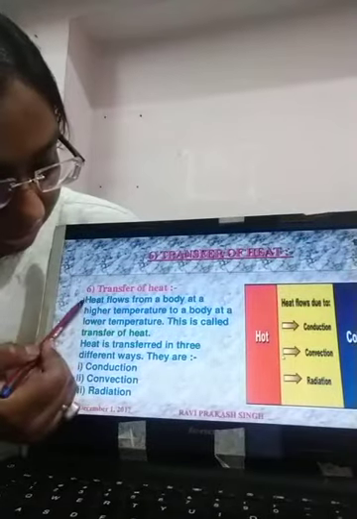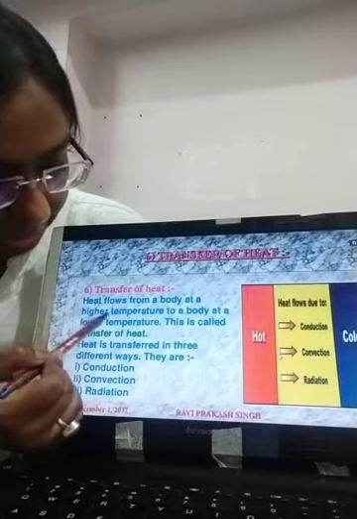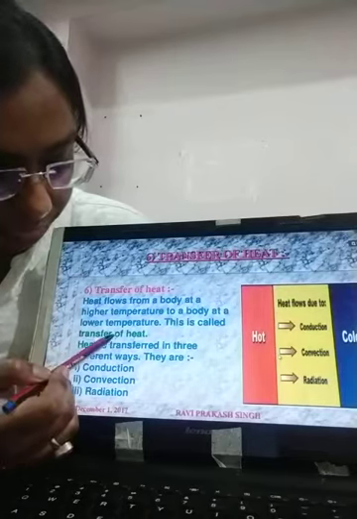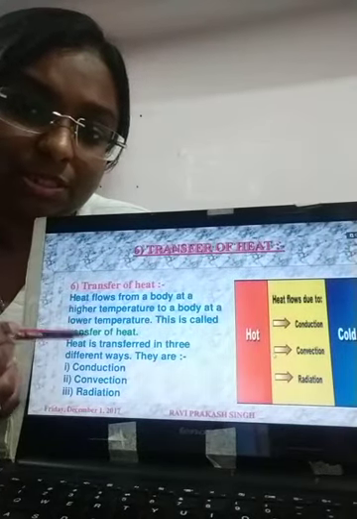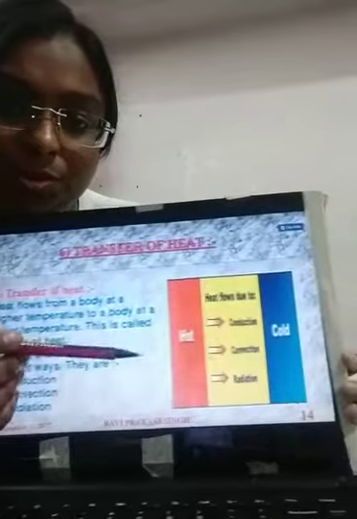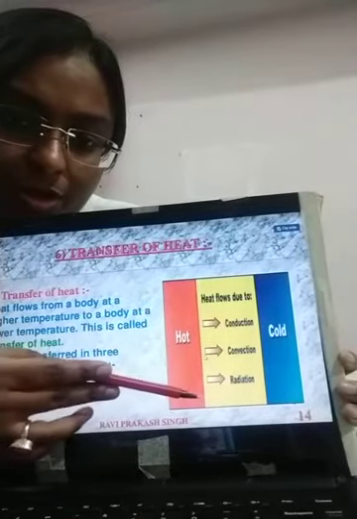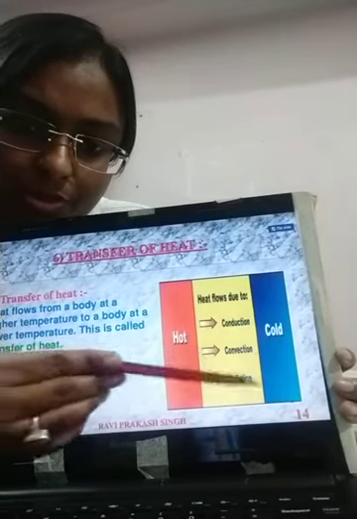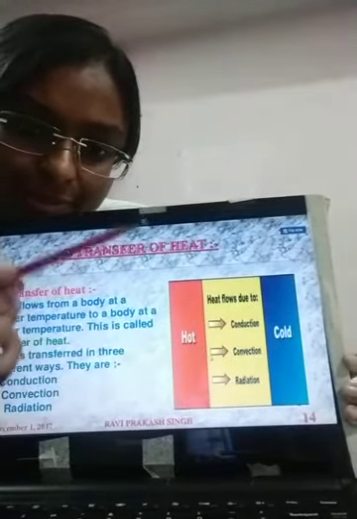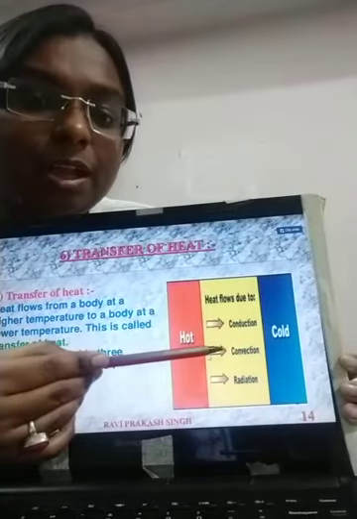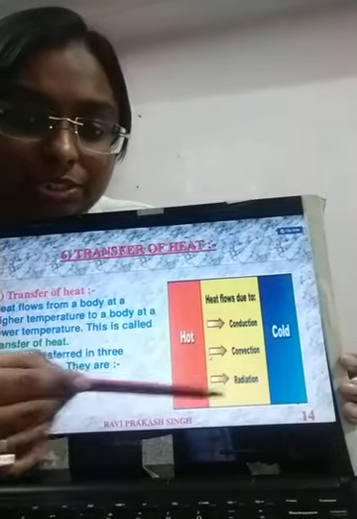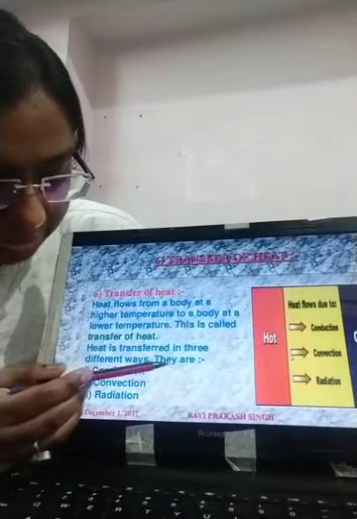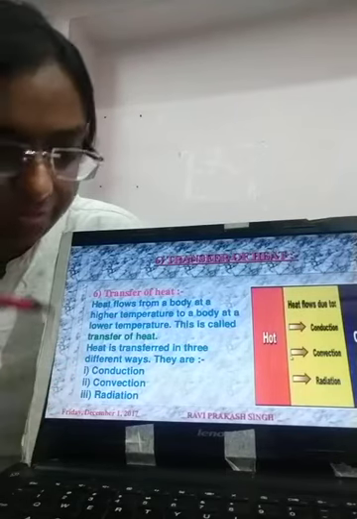So, transfer of heat. Heat flows from a body at a higher temperature to a body at a lower temperature. This is called transfer of heat. So the definition of transfer of heat is the flowing of heat from a hotter body to a colder body. Here you can see the red denotes the hotter body and the blue denotes the colder body, so heat is flowing from the hot body to the cold body. Now, how many processes are there? There are three processes: conduction, convection and radiation. So heat is transferred in three different ways.